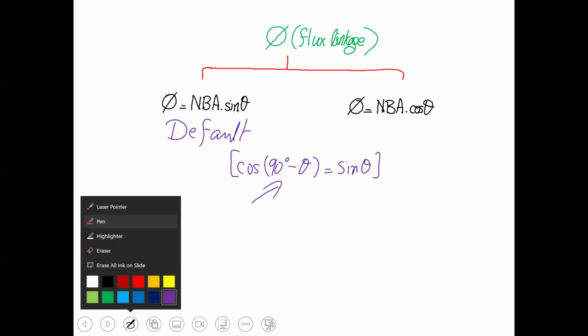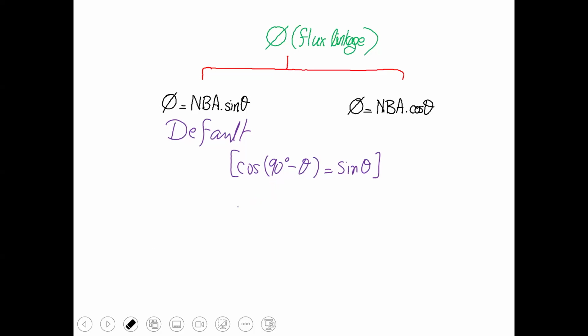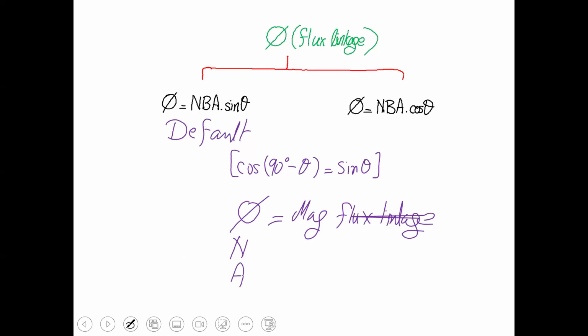So let's put it as our second title. There are two formulas to calculate magnetic flux linkage. What are the two formulas? Phi is equal to NBA. What is phi, what does this symbol mean? Magnetic flux linkage. What does the letter N stand for? Number of turns. What does the letter A stand for? Cross-sectional area.